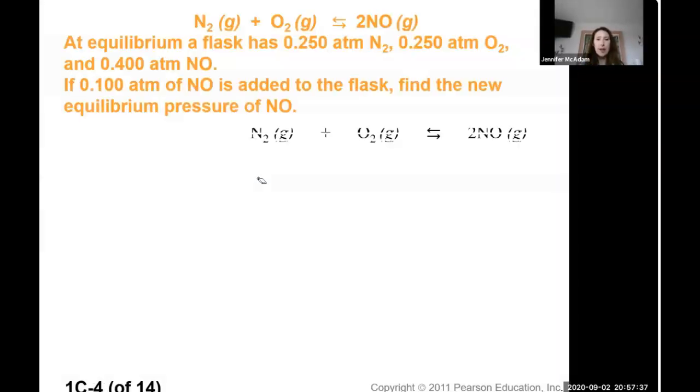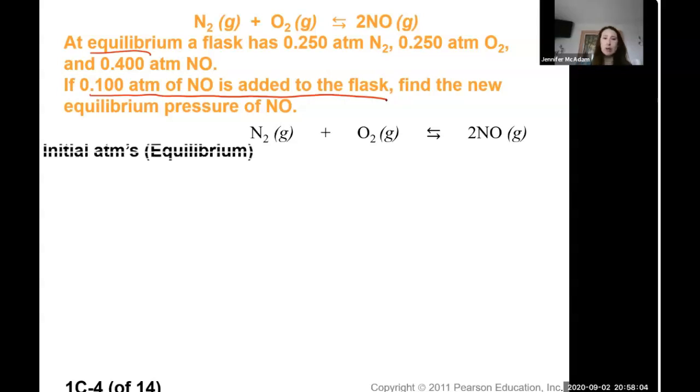Okay, so now this one, I'm going to help you a tiny bit because this one has a little twist to it. Not a big twist, just a tiny one. So this one has an equilibrium flask, so at equilibrium, it's telling you what they are. So it's telling you, here's the equilibrium concentration. So it's literally saying it. But then it's saying 1 atmosphere of NO is added to the flask. Find the new pressure of NO.